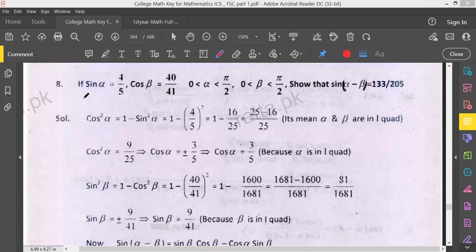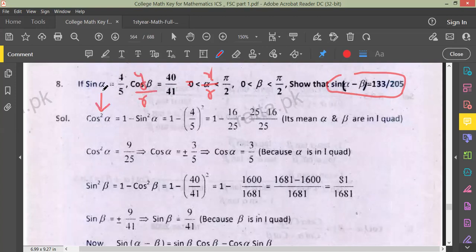Similarly, question number 8: sine of alpha is equal to 4 over 5 and cos of beta is equal to 40 over 41. We have to show that sine of alpha minus beta is equal to 133 over 205. Simply, if sine of alpha is 4 over 5, we will find the value of cos of alpha. Similarly, cos of beta is equal to 40 over 41. We know that cos is equal to x over r. Similarly, sine is equal to y over r.